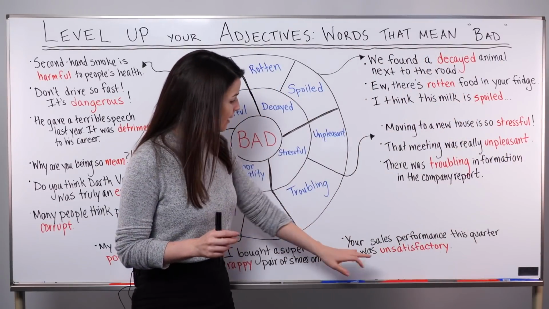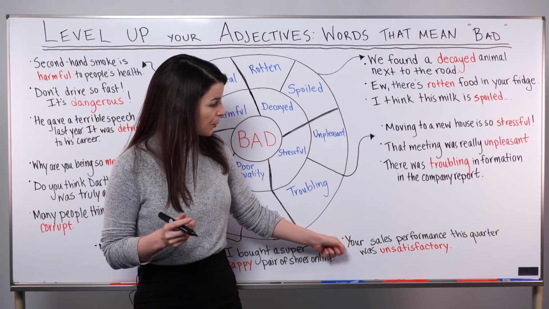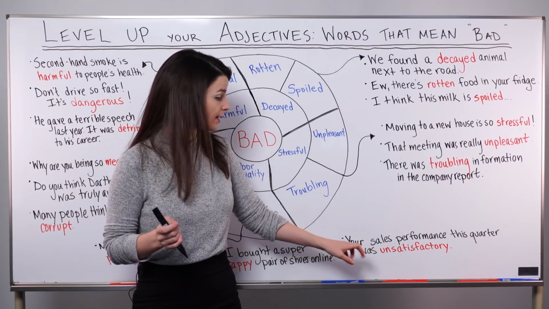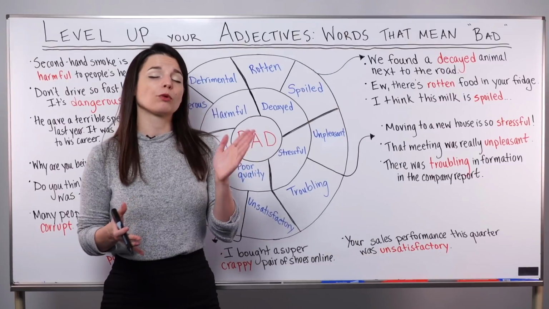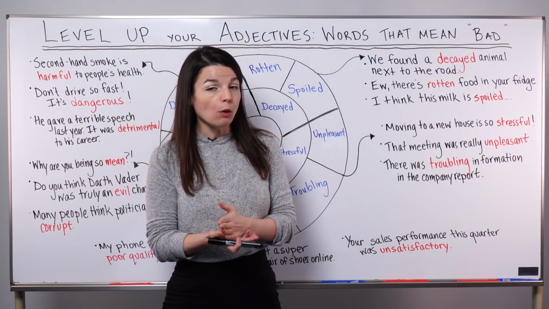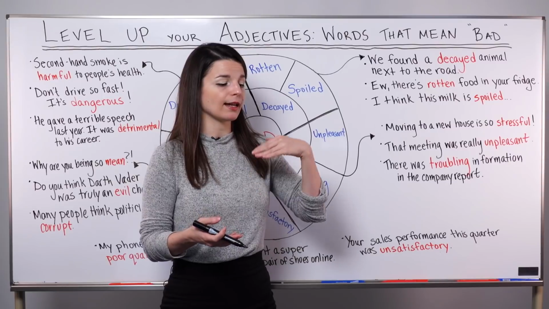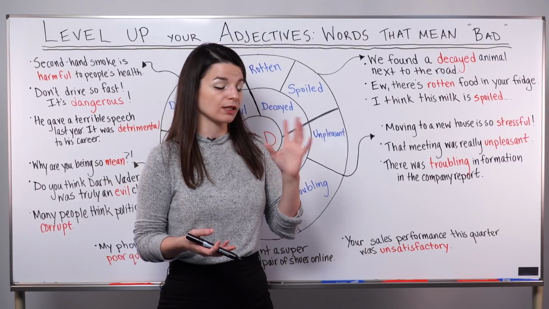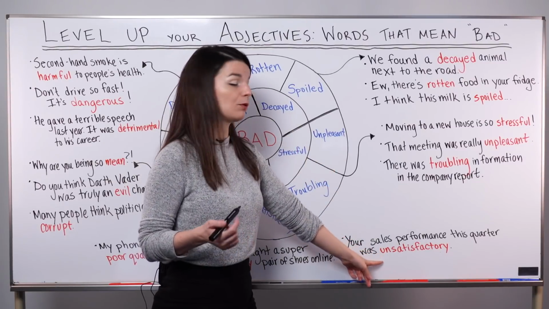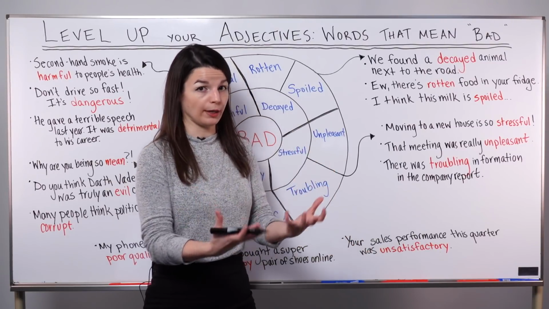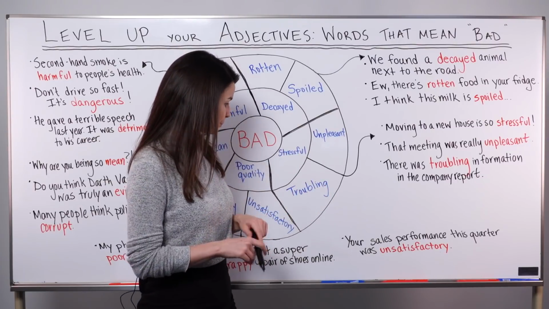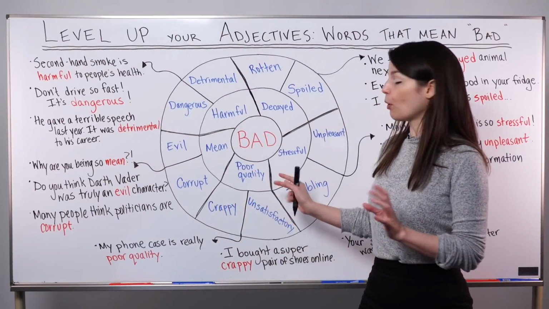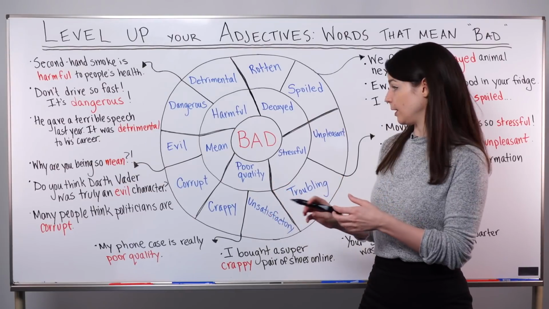Okay, so in an example sentence, your sales performance this quarter was unsatisfactory. So that means your performance was of poor quality, but that means that it's something that we were not satisfied by. So it was not good, but this is a polite way to say, like, we wish you had done better, for example. Okay, so that's this bottom group here that relates to a poor quality meaning.